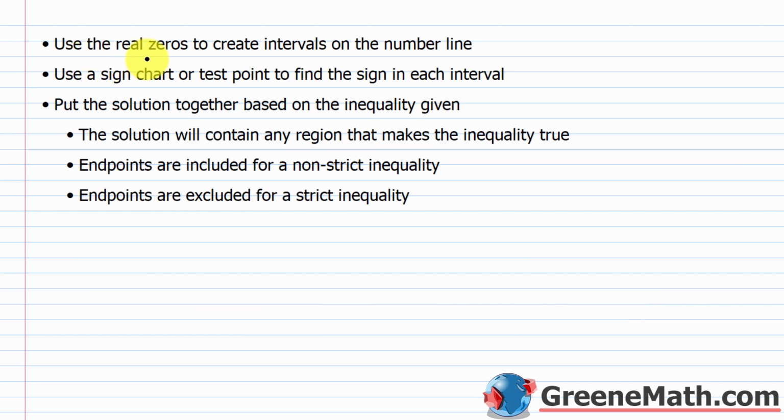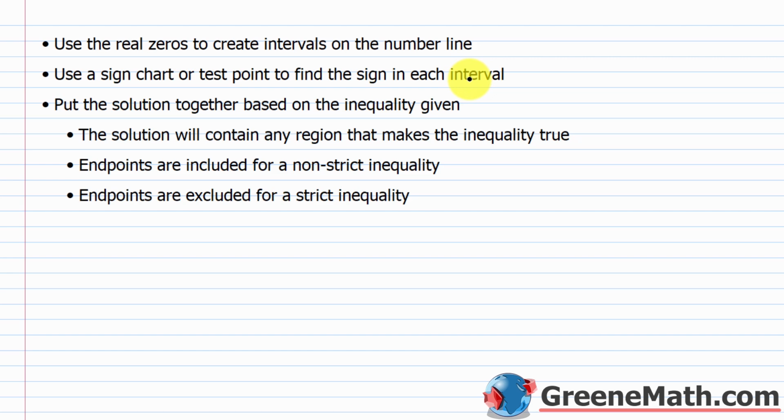Then I use the real zeros to create intervals on the number line. In other words, you can make a number line, and I've already pre-drawn everything here, but just draw a horizontal number line. You can label it as the x-axis, and you're going to think about, well, those real zeros are going to give me my x-intercepts. You can mark those off and say, well, now I can use that to create intervals on the number line. And once you have those intervals, you can use a sign chart, or again, a test point, to find the sign in each interval. When you have some of these polynomial inequalities, it's very time consuming when you're plugging things in.